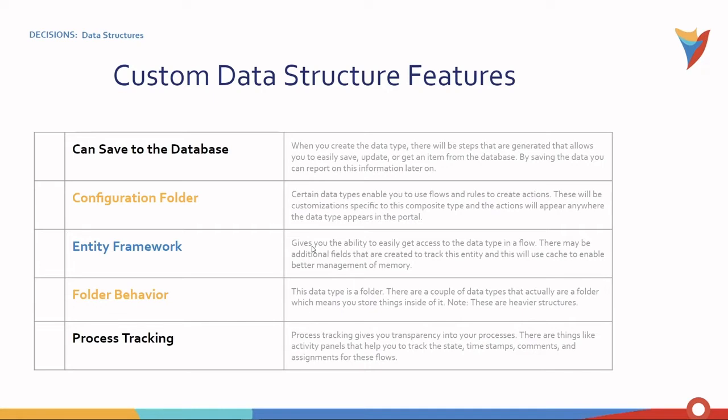So when you create the data type, there will be steps that are generated that allow you to easily save, update, or get an item from the database. By saving the data, you can report on this information later on. So not all types inside of Decisions are going to natively save that information to the database. Some of that information will be just saved in memory and only kept throughout a flow, and then it doesn't persist after the flow. A configuration folder, certain data types enable you to use flows and rules to create actions.